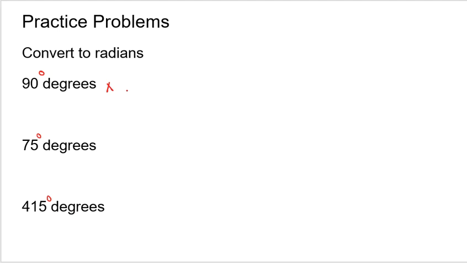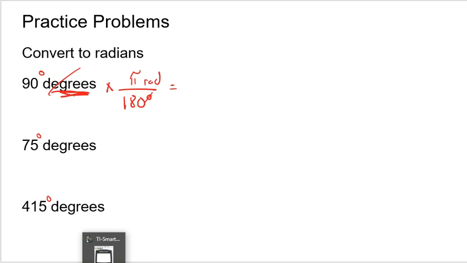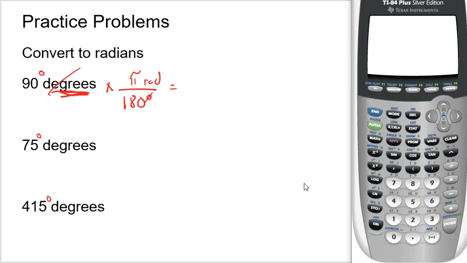So again, when you're converting, if you want the degrees to cancel, they need to go in the denominator. So I'm going to put the 180 degrees in the denominator. That way the degrees cancel out. And I'm going to put the pi radians on top. Now, when I go to my calculator, if I enter in the pi, I'm going to get an irrational number that is impossible to simplify. So I'm going to hold off on the pi.